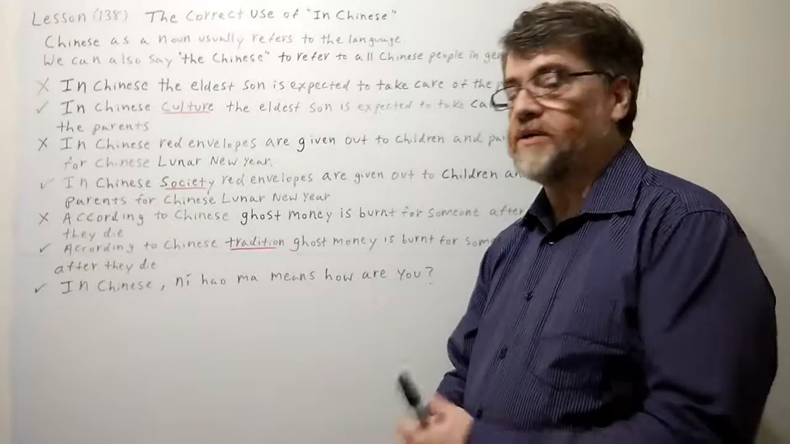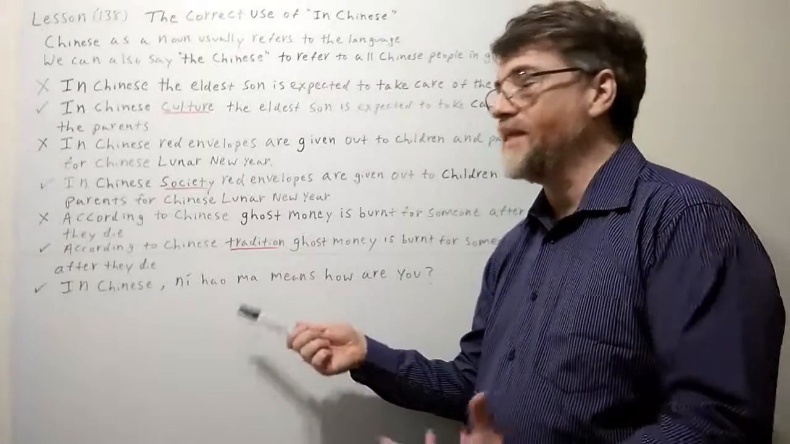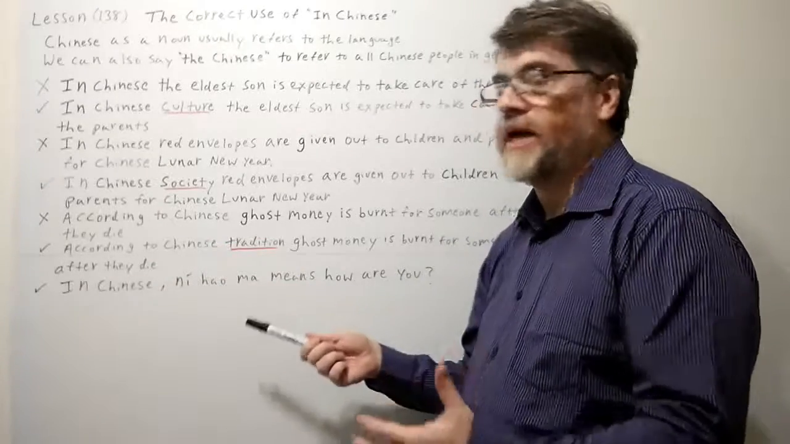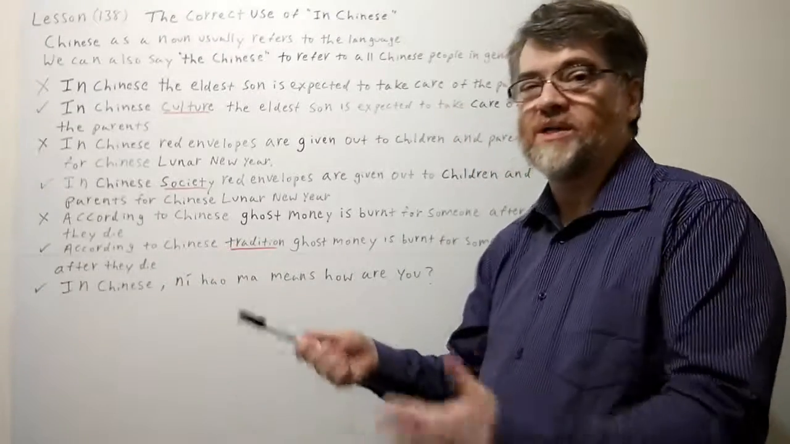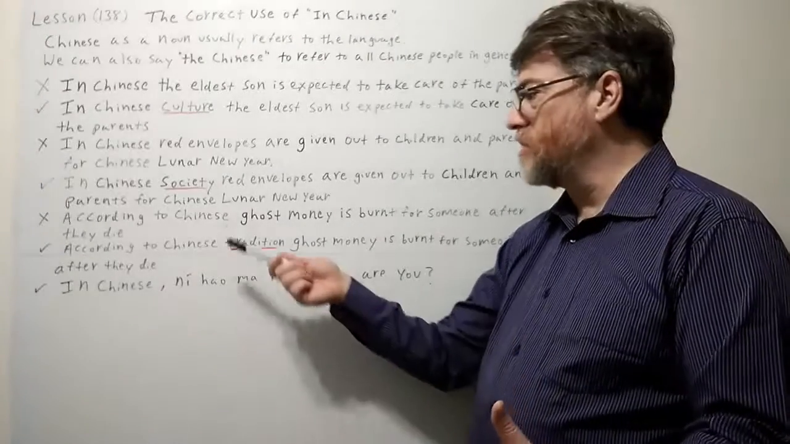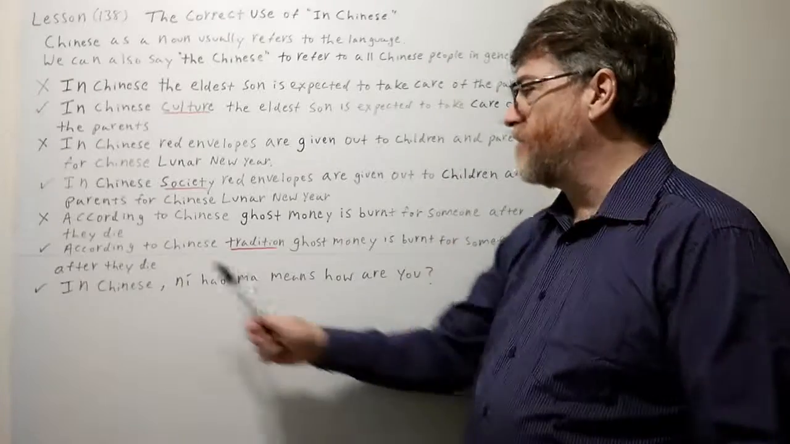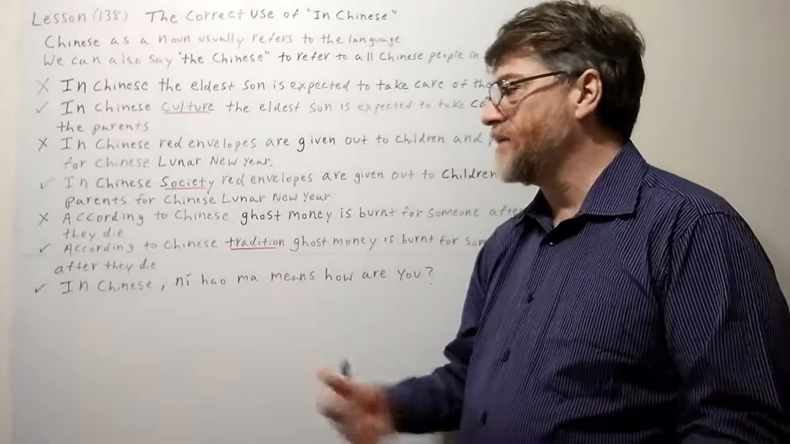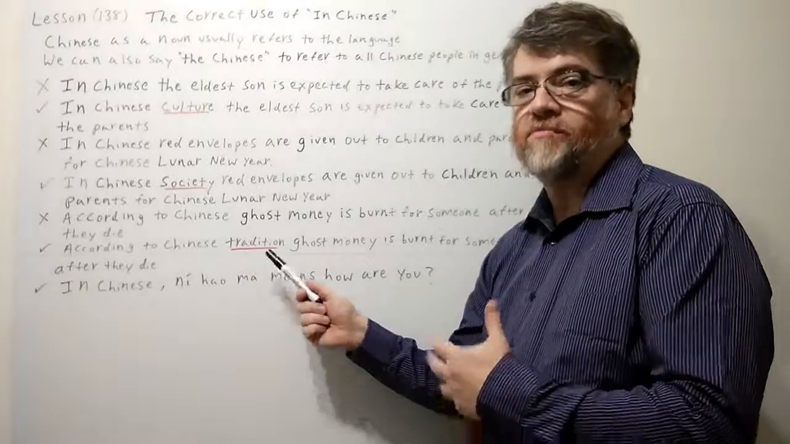All right, we got another one here, too. Instead of "in," sometimes students might make the mistake this way. They might say "according to Chinese." It doesn't make sense at all. According to Chinese, according to the language. "According to Chinese, ghost money is burnt for someone after they die." No, you would say "according to Chinese tradition."